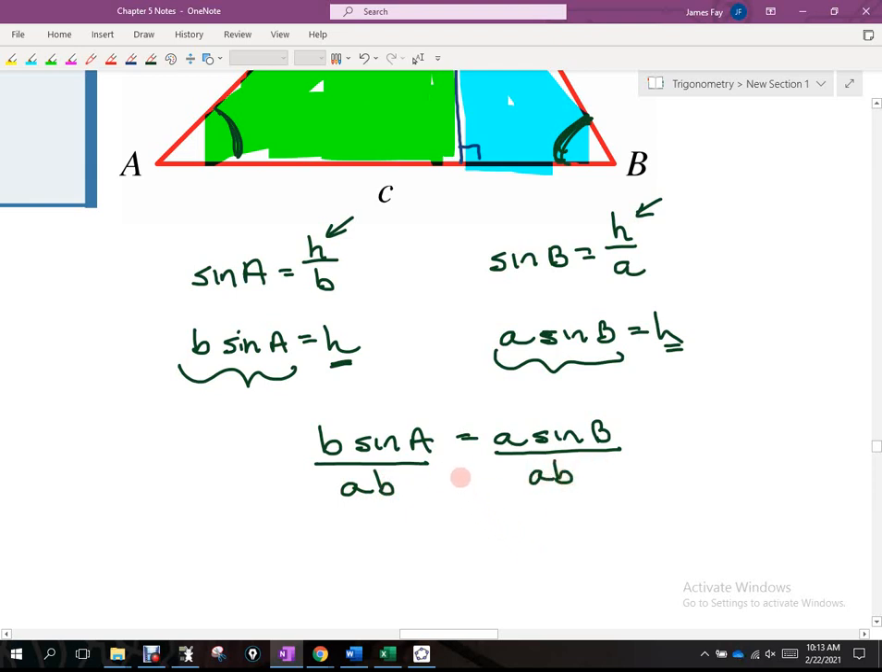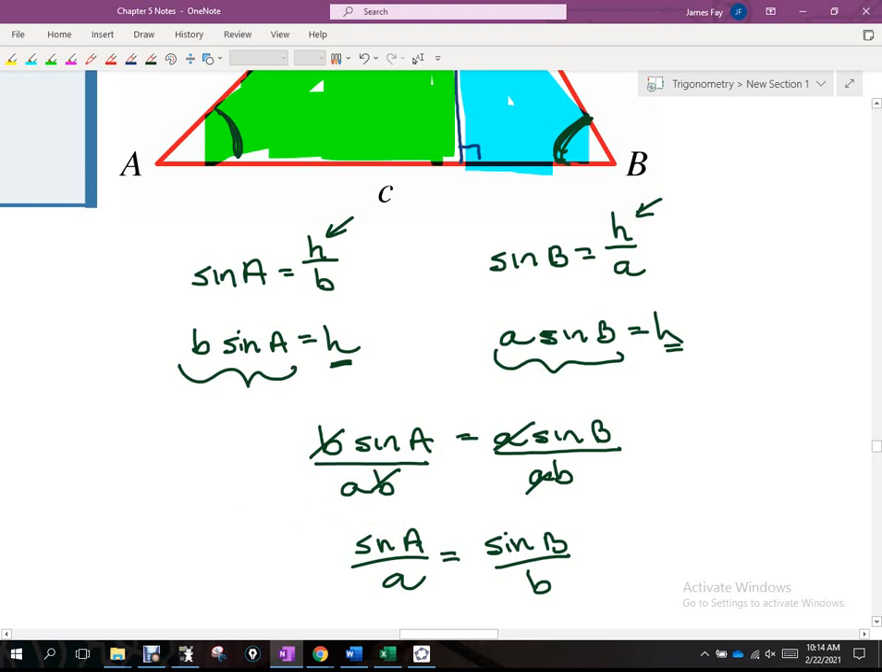And when I divide both sides by AB, do those B's cancel out? It leaves me sine of A over A. And when I do it over here, do the A's cancel out? And it leaves me sine of B over B. And that's a clean looking proportion, right?